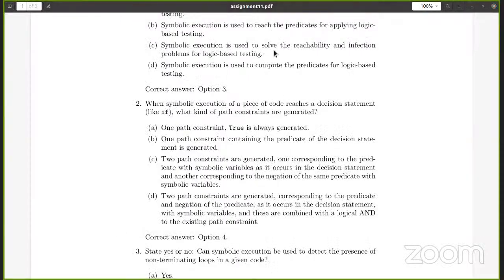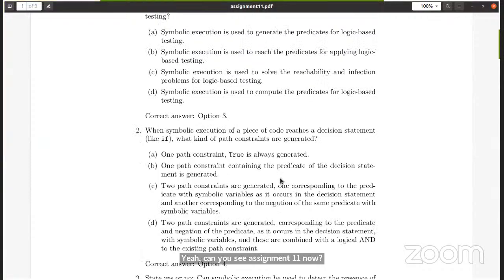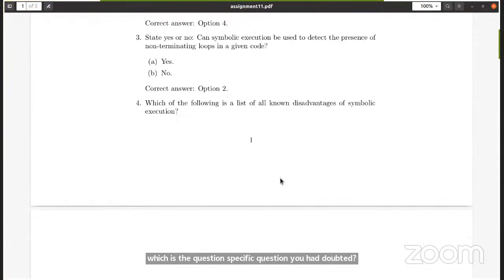Ma'am, can you explain my doubts? Yeah, assignment 11 is your doubt? Yes, ma'am. Question number 10 and 7 also. One minute. I'm just opening that file. Just give me a minute. Yeah, can you see assignment 11 now? Yes. So which is the specific question you had a doubt in? 7 and 10. Okay, let's go there.